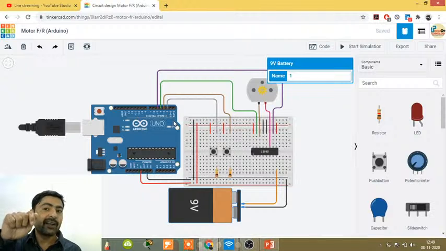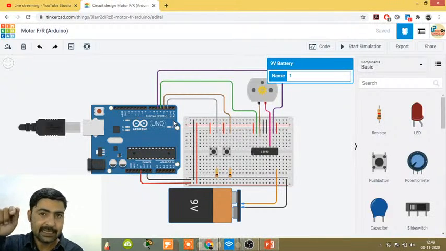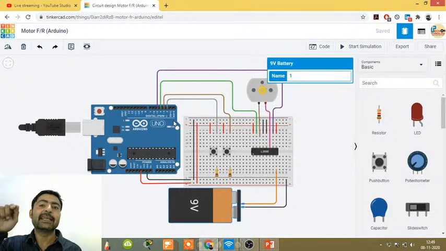Who is sending the power signal to the motor? The L293D IC with the help of the 9 volt separate battery.